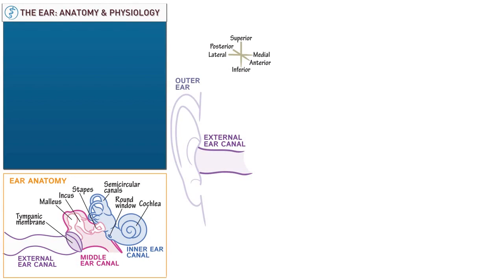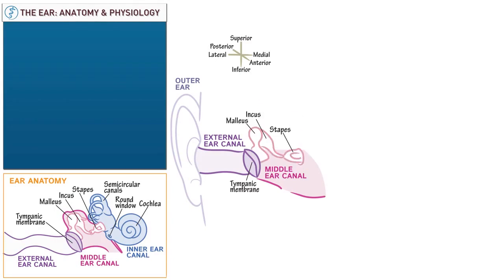temporal bone just in front of the mastoid process. Next, draw the tympanic membrane. Now draw the middle ear canal, which also lies mostly within the tympanic portion of the temporal bone. Indicate that from lateral to medial it contains 3 ossicles, the malleus, incus, and stapes, which are Latin for hammer, anvil, and stirrup, respectively. Indicate that the stapes abuts the oval window.